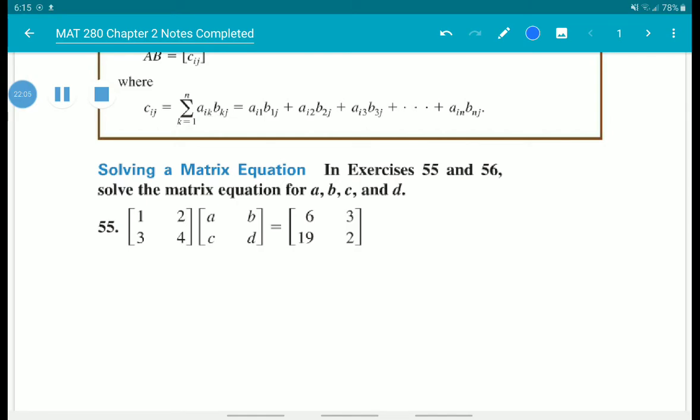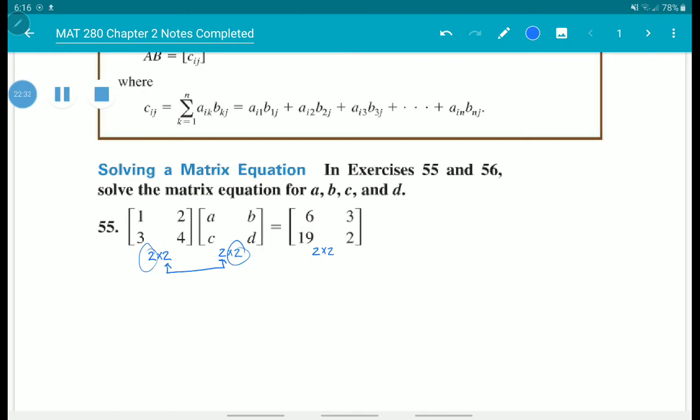So we can use these properties to help us solve some basic matrix multiplication equations. So let's look at 55. We have a 2 by 2 here, and this is also a 2 by 2, and we're going to result in a 2 by 2. And this makes sense because that multiplication is defined, and that's going to give us a 2 by 2 as that product. So let's multiply this out.